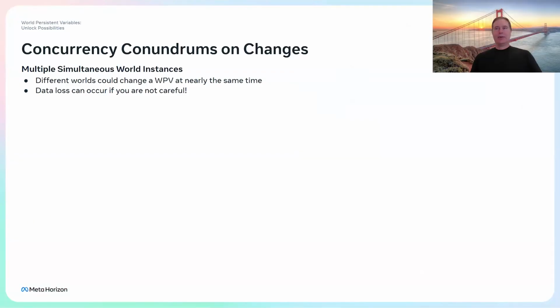We haven't talked yet about the concurrency problems that come from having multiple instances in different worlds changing WPVs at nearly the same time. And if you're not careful, you can lose data. So I'm going to walk through an example of a problem that could occur if you had a very naive implementation of how you were updating world persistent variables.